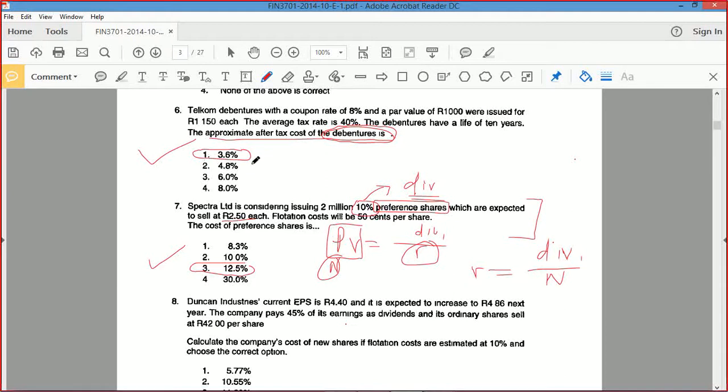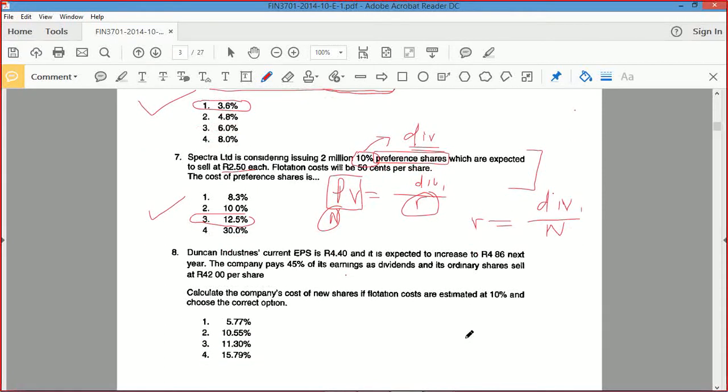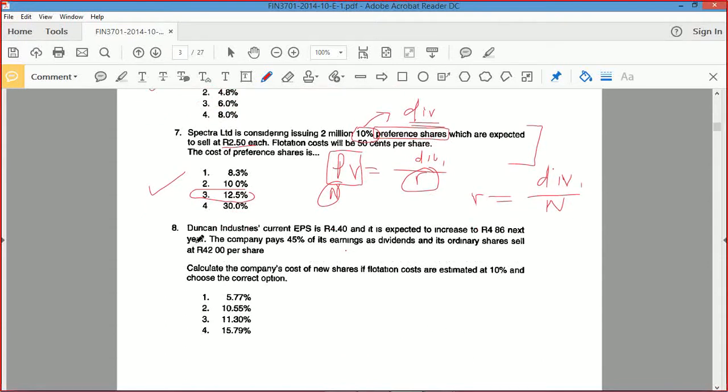Yeah, 6 was the debenture one, 7 was the pref shares. 8 now is looking at an ordinary share calculation. I missed 8 and 9 out completely. Oh, no, I've got 9. I didn't do 8, I don't think. So quickly do 8 then. 8 is talking about the EPS and calculating the cost of a new ordinary share issue. That was the one I actually got stuck with. I skipped 7, and I didn't do 8, and that's the one I was battling with. Okay, so 7 you skipped, which we've already covered, 12.5%. That one's fine. 8 now, what would you do here?